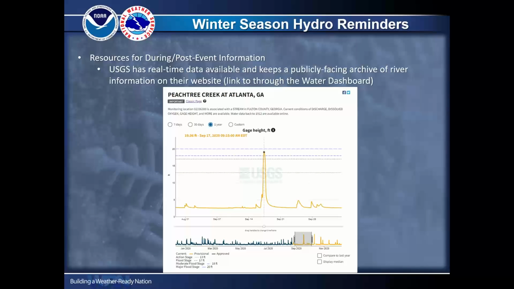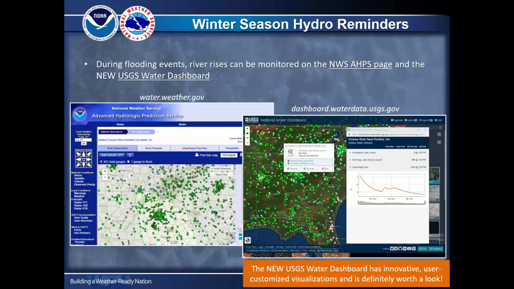Resources for during a precipitation event or a post event. Again, the USGS has some very unique information, websites, and data sets that exist. Real-time data is available, and they keep a publicly facing archive of river information on their website. So again, the links to this information are also from that dashboard, dashboard.waterdata.usgs.gov. If you happen to miss any of these websites, at the very end we can go back through them for sure.